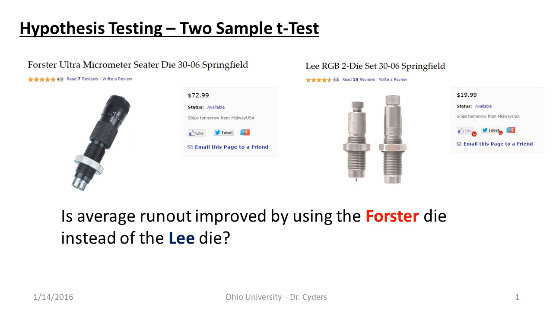So one might ask, is the average runout improved by using the Forster die instead of the Lee die? When I say average runout, I'm talking about a case runout dimension that's well known among target shooters. Basically, when I reform that case, is it going to be very consistent in terms of geometry, or is it going to be less consistent? I want to know whether it's worth this extra cost. Is there an actual performance difference between these two designs? So I'm asking the basic question, is average runout improved by using the Forster die instead of the Lee die? But we need to translate that into experiment speak.